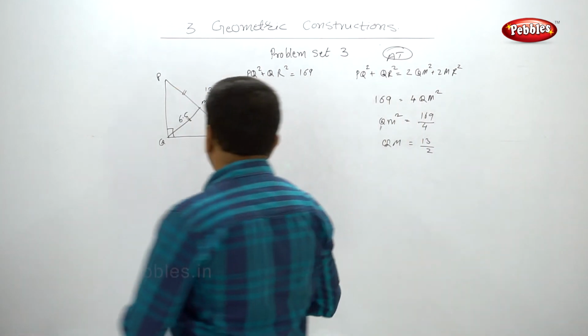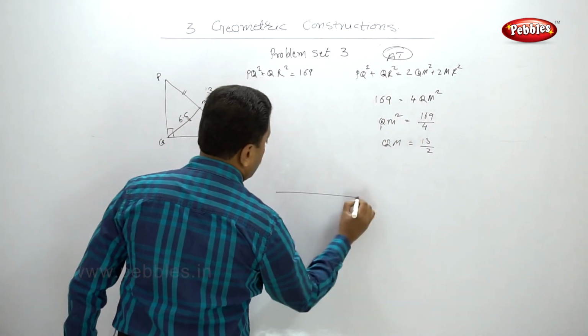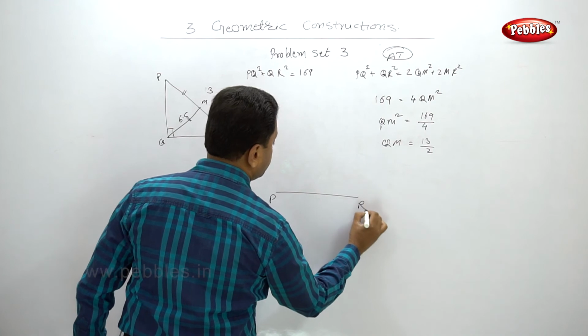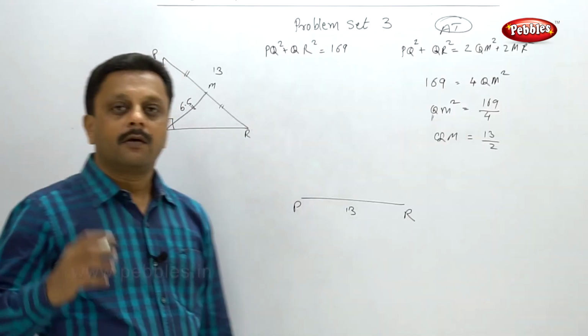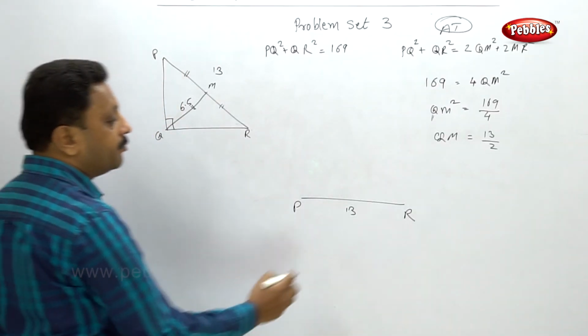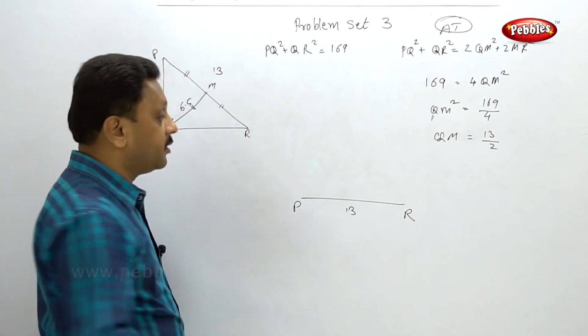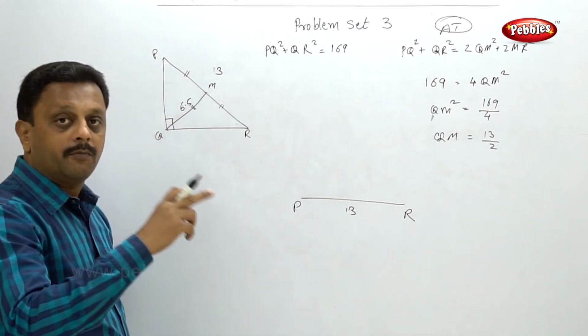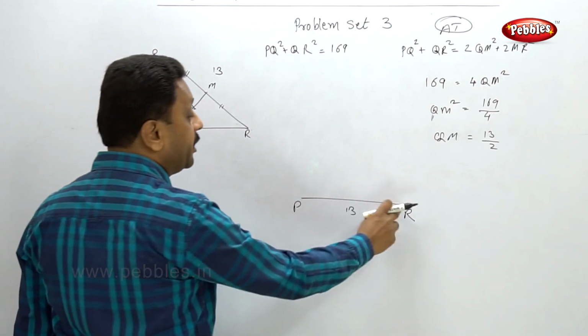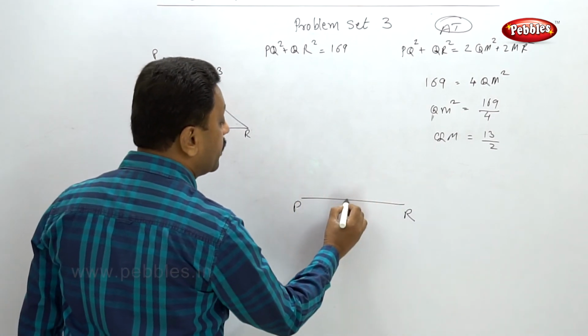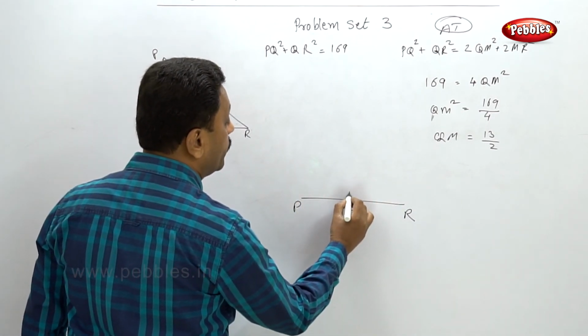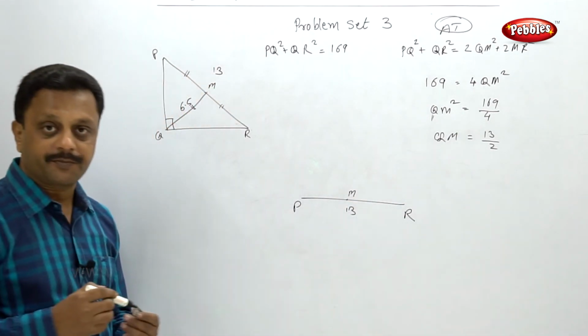Okay, so we draw PR first, 13. You have to find out the point M. So by the geometrical method, that is by the construction method, by taking the perpendicular bisector of PR, you find out where the point M is.